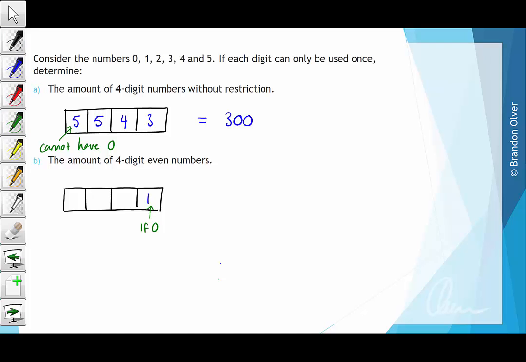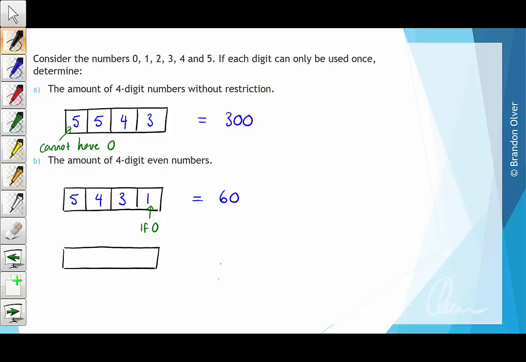And now when we go to the first number, because 0 is used up, there's still 1, 2, 3, 4, 5 numbers. Then we've used 2 numbers, so there's 4 left, and then 3 left for that position. So when we do 5 times 4 times 3 times 1, we get that there are 60 numbers if the last one is 0. However, there's another case that we can consider.